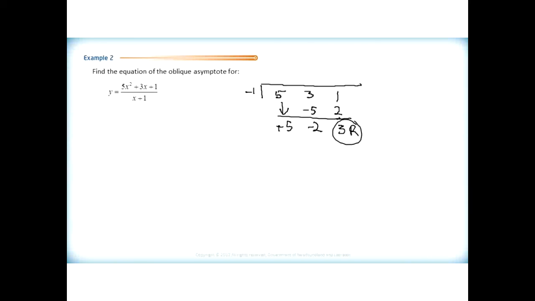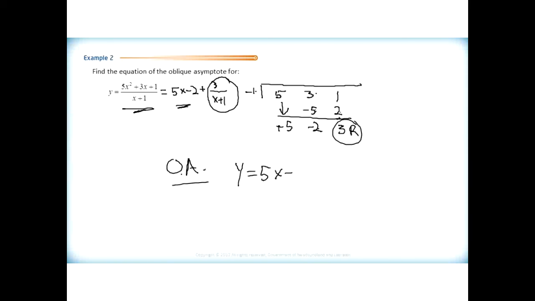So one more time. Drop the 5, multiply it by the -1 to get here. Add them together to get there. Multiply by the -1 again. Add those up, and there's your remainder. So this expression is equal to 5x minus 2 plus the remainder of 3 over x plus 1. We know that for large values of x, this isn't going to account for very much. So this graph will approach this line. So we have our oblique asymptote at y equals 5x minus 2. That's a nice linear function.